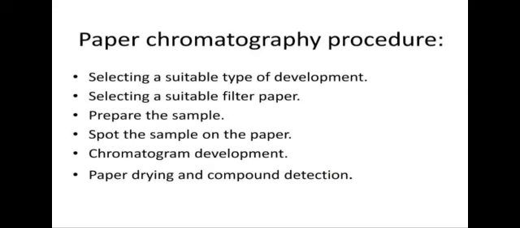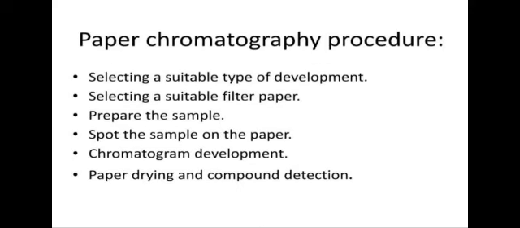Next we see the procedure of paper chromatography. First we select the suitable type of development, second we select suitable filter paper, third prepare the sample, fourth spot the sample on the paper, and fifth develop the chromatogram. The paper is dried and a detecting reagent is given.